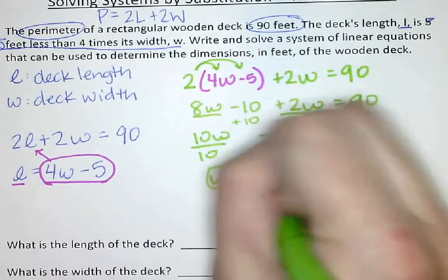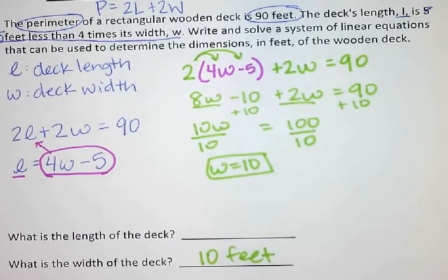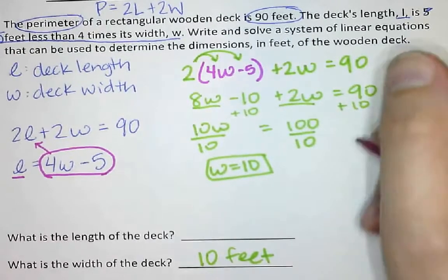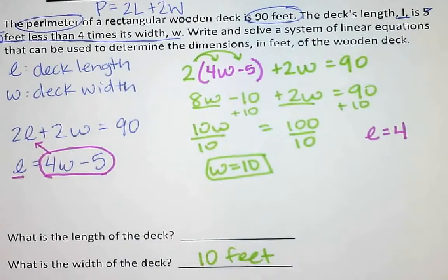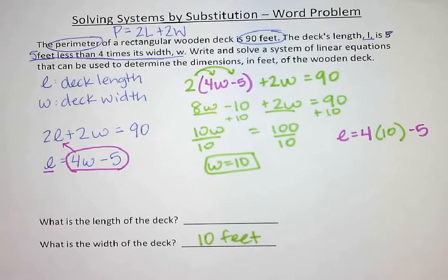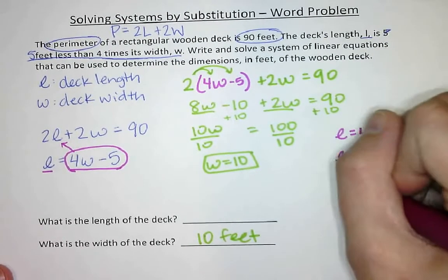Y'all cool with that? Now, how are we going to find the length, y'all? You just plug the W in for the width, the 10 in for the W. So I'm going to go over here. I'm going to say, okay, length is equal to 4 times 10 minus 5. Oops, y'all can't see that. Sorry. I'll zoom out. So now my length is equal to 40 minus 5. So my length is equal to 35 feet. Do y'all feel okay with that?